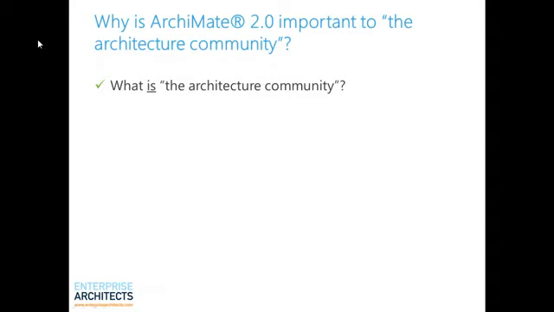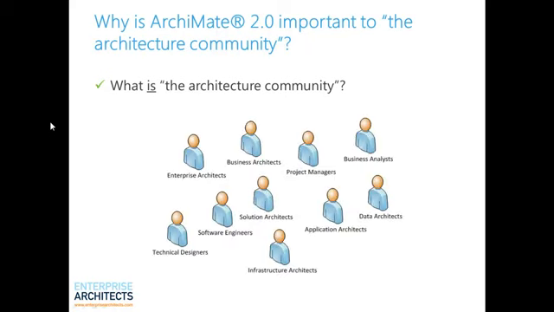Why is Archimate 2.0 important to the architecture community? What is the architecture community? These are the people and the roles in the architecture community. These are the people who need to talk to each other, communicate visions about architecture.